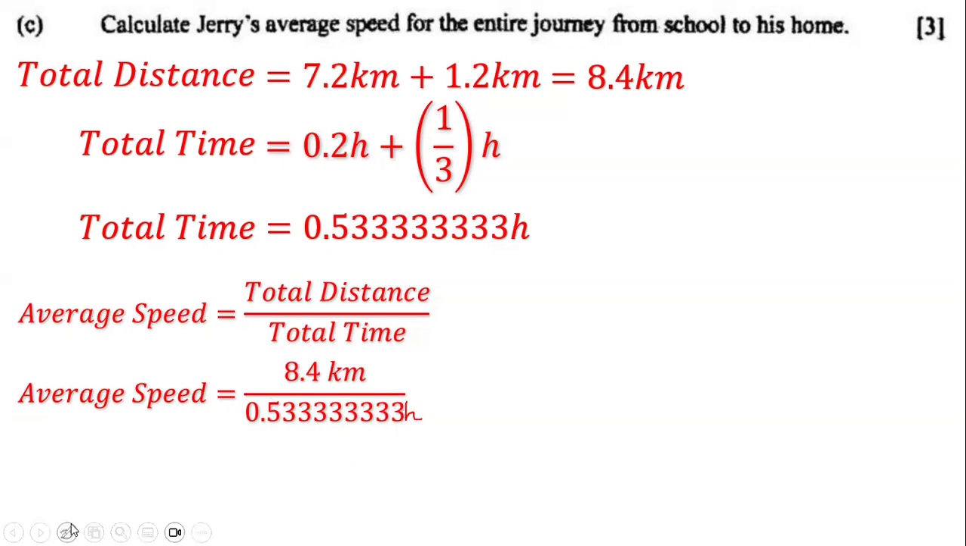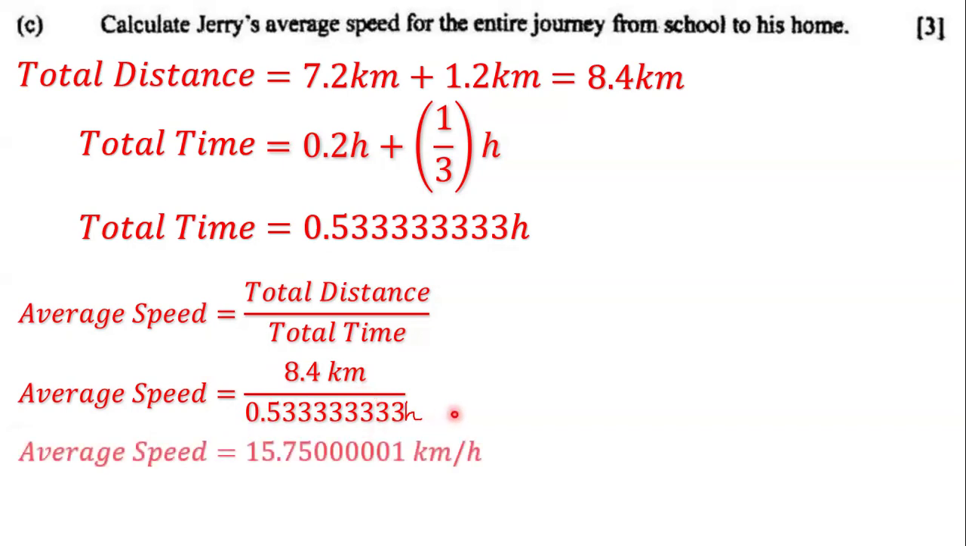And so we have 8.4 divided by this decimal. And when we divide these two, we get the average speed is equal to 15.75000001 kilometers per hour. Expressing our answer correct to 2 decimal places, we have that the average speed is equal to 15.75 kilometers per hour. And that's the answer to this question.